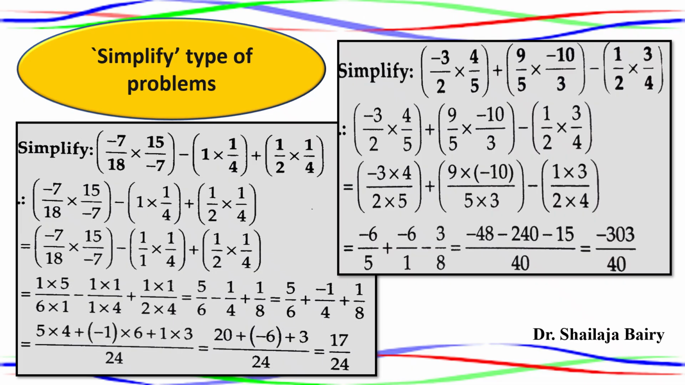And second bracket 5 1s are 5, 5 2s are 10. So it is again 3 and 9 cancelled. So 3 and minus 2 gets multiplied, minus 6 by 1. Last one 3 by 8. So you can reach at the last but one step in both these sums quickly without much difficulty.